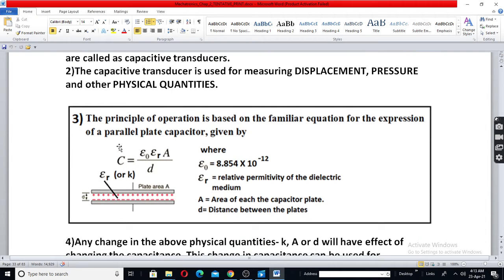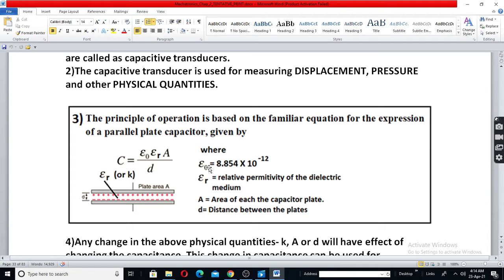Principle. Capacitor value is proportional to the area of the capacitor plate, proportional to the dielectric medium's relative permittivity epsilon r, and inversely proportional to the distance. As the distance is increased, capacity will be reduced.